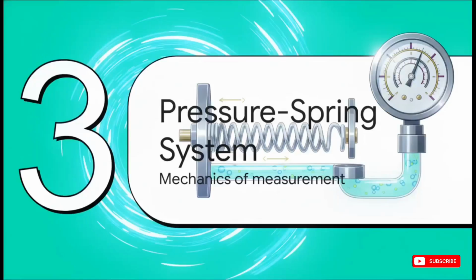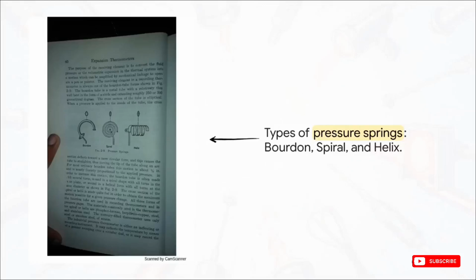Let's zoom in a bit closer on that third component, the receiving element. Section 3, the pressure spring system. How exactly does a change in fluid volume mechanically turn a dial? The secret sauce lies in these brilliantly designed pieces of metal.